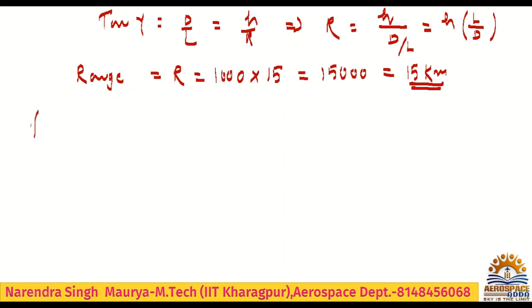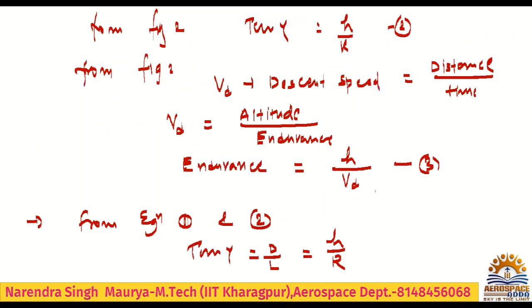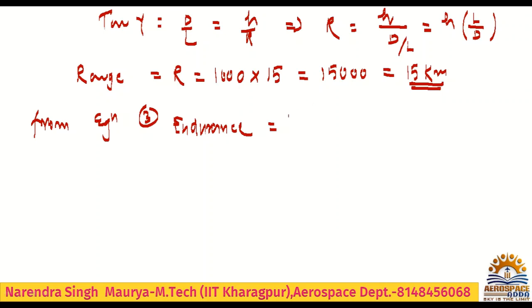Now we'll write from equation 3. What is the equation 3? Check. It is endurance, the time taken to reach the destination. So it is h divided by vd. What is h? 1000.